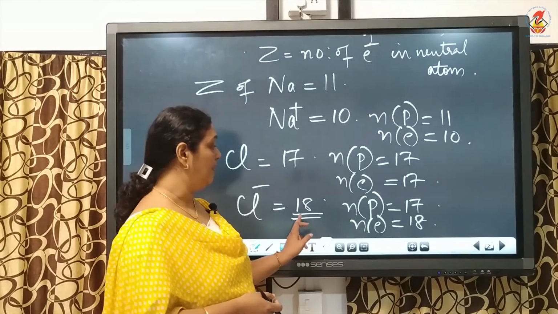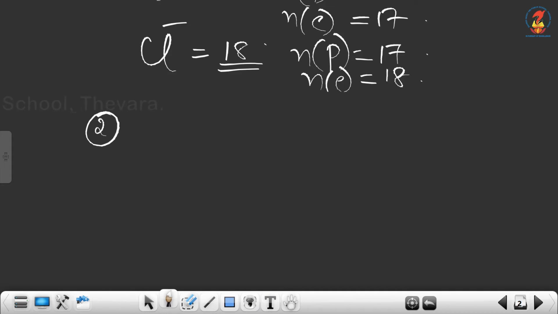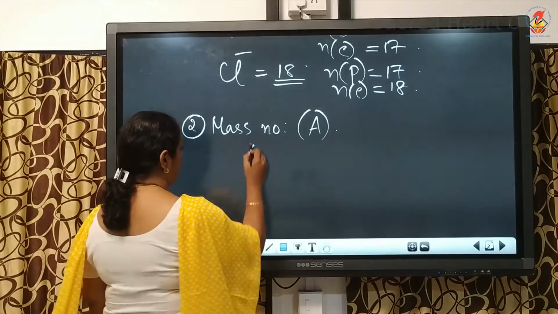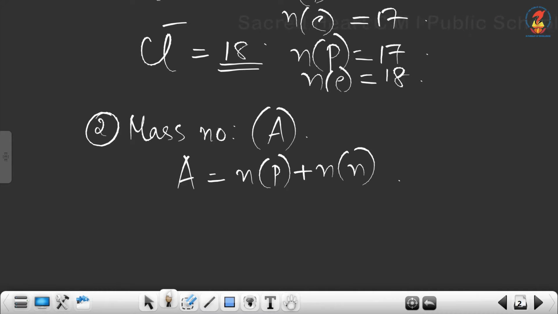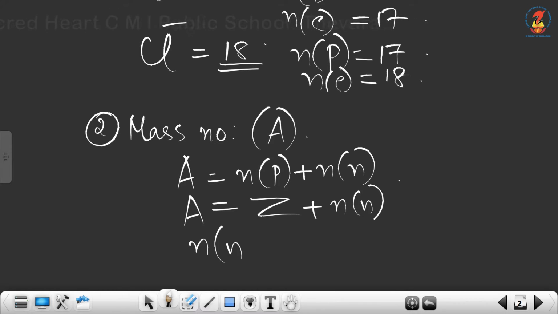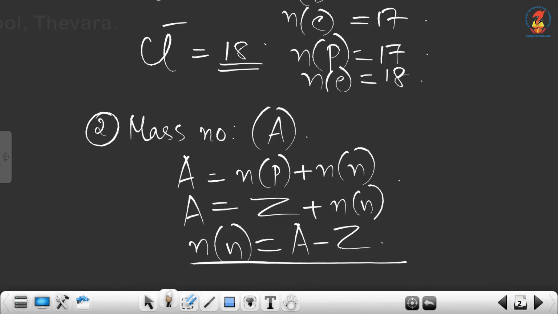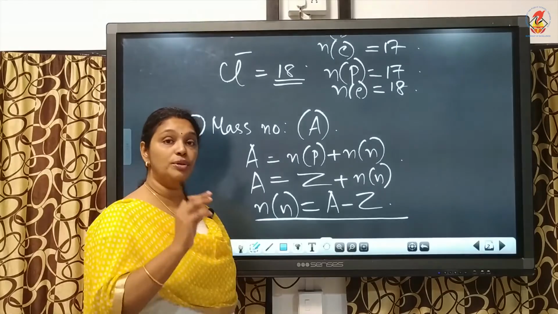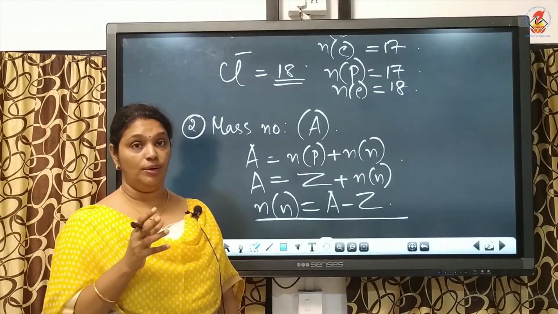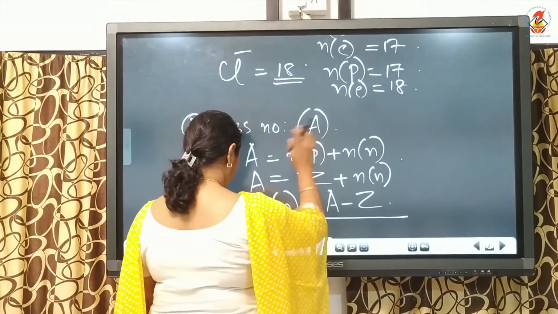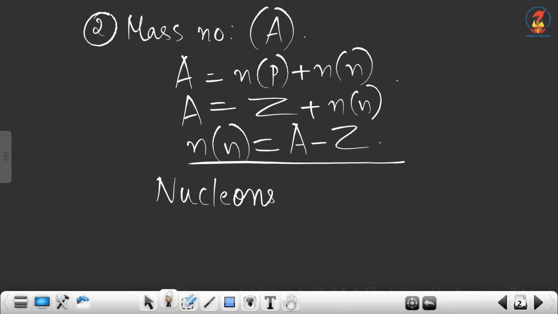Now the next term is mass number, denoted by capital A. Mass number is equal to the number of protons plus the number of neutrons. So A is equal to number of protons plus number of neutrons. Or, we know the number of protons is the same as atomic number. We can find the number of neutrons if we know the mass number and atomic number: number of neutrons is equal to mass number minus atomic number. Now, neutrons and protons are present inside the nucleus, so they can be collectively called nucleons. So nucleons means the protons and neutrons are collectively called nucleons.